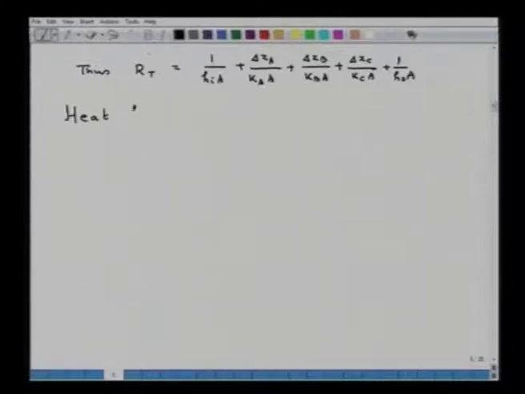Heat flow through a composite cylindrical wall.